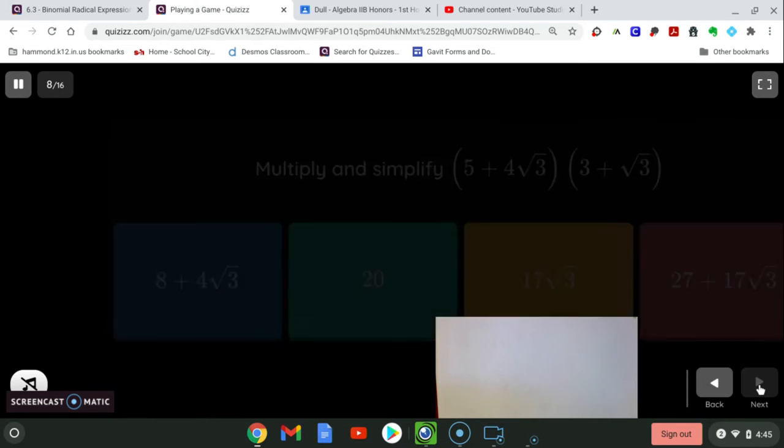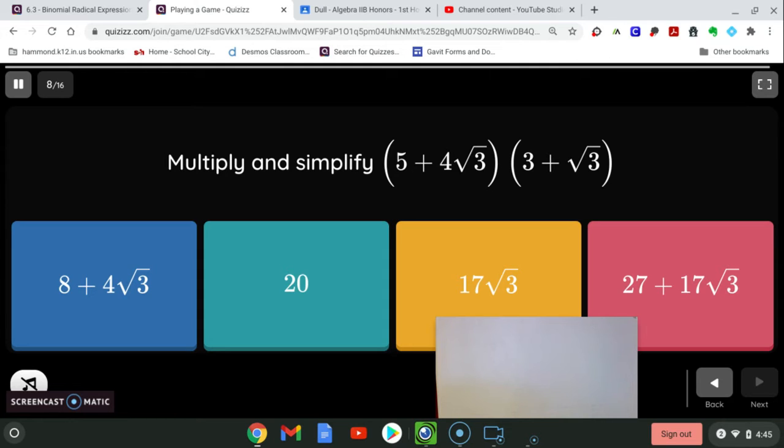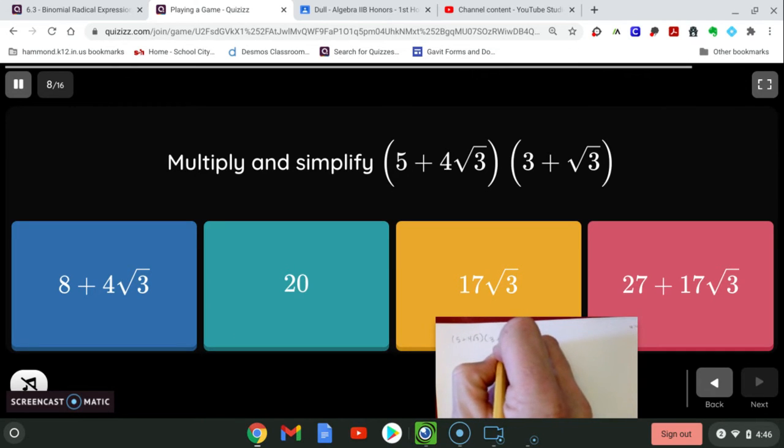So here's one you can do on your own. If you want to go ahead and pause the video and check your work afterwards, do that. We have 5 plus 4 square root 3 and 3 plus square root 3.